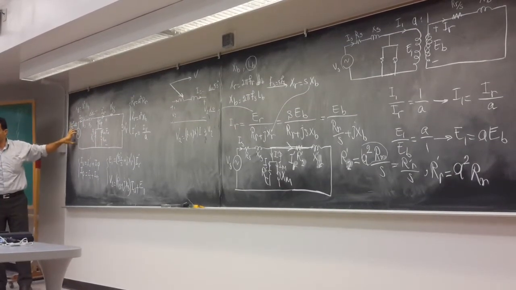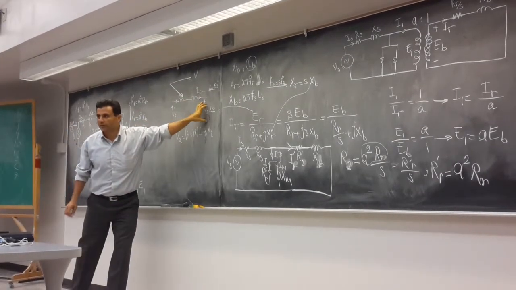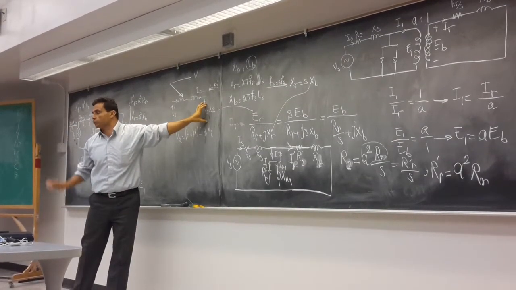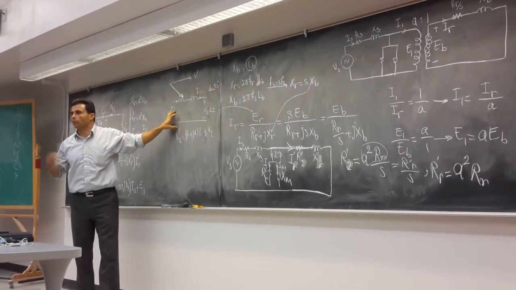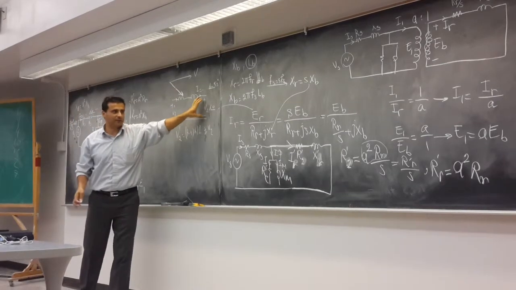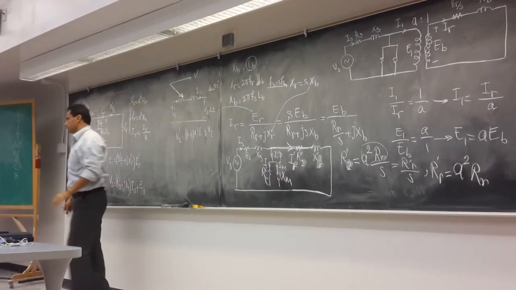The easiest way is to select this one as a reference. In the transformer, usually you select the load side as a reference. You can select here, but your calculation is going to be more work, more calculation. The easiest one is to select the load side as a reference, and then you calculate the rest.